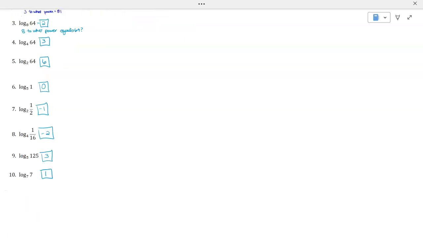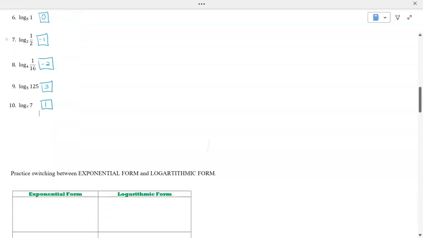Now, hopefully you were able to go through all of these. I would take a moment to take a look here. I do want to point out a couple. 5 to what power equals 1? Anything raised to the 0 power is always going to equal 1. Also on 7 and 8, you notice that 2 to what power equals 1/2, and that's going to be 2 to the negative 1 power. So you want to look out for those negative exponents there.